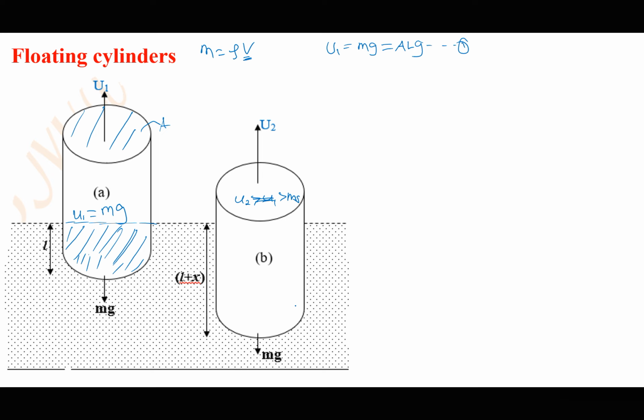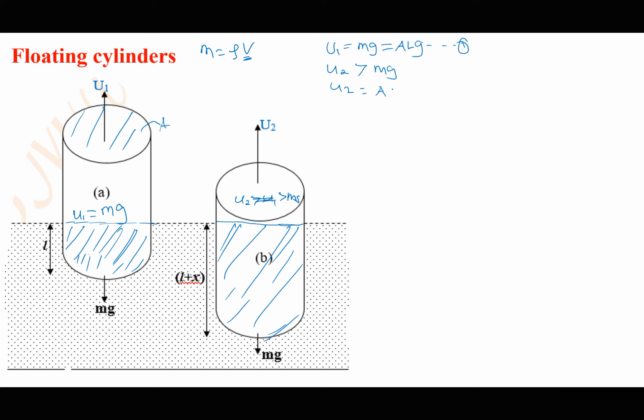So in the new position, the upthrust is greater, as you mentioned in your AS level physics. So the new upthrust U2 is going to be greater than mg. That means there is an excess upward force, and that excess upward force is responsible for bringing the cylinder back to equilibrium, or restoring equilibrium. So the upthrust U2 is going to be equal to the mass. The cross-sectional area has remained A, but the height submerged has changed.